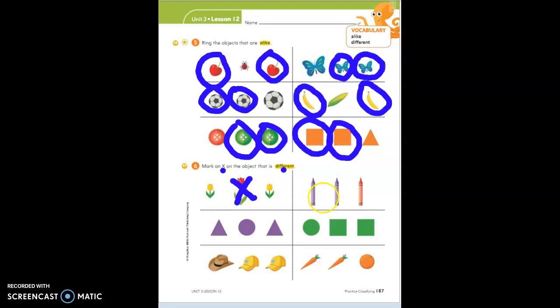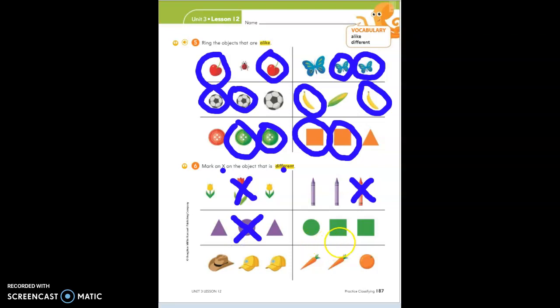Let's look over at the crowns. I see purple, purple, red. 2 are alike, and 1 is different. So I'm going to X the different. I see shapes again. 3 sides, 3 points. It's a triangle. And then I see a circle and a triangle. What's alike about them, they are all 3 shapes. Which one is different? The circle.